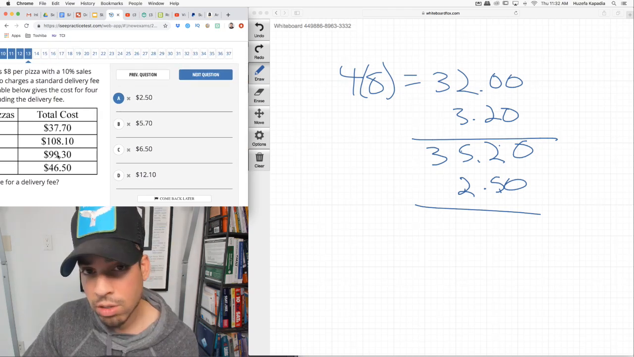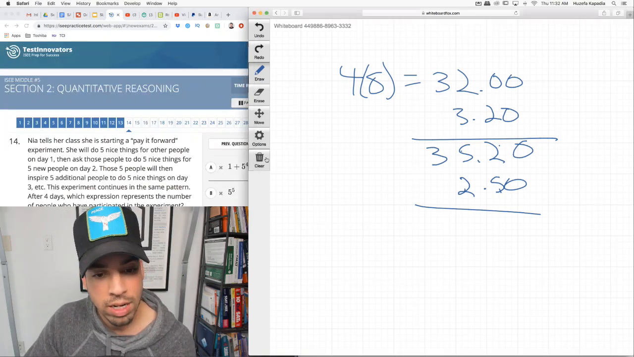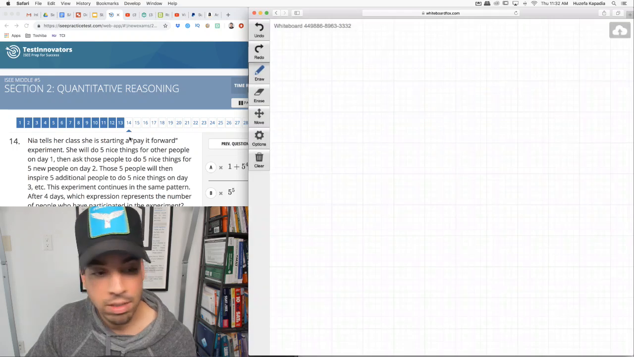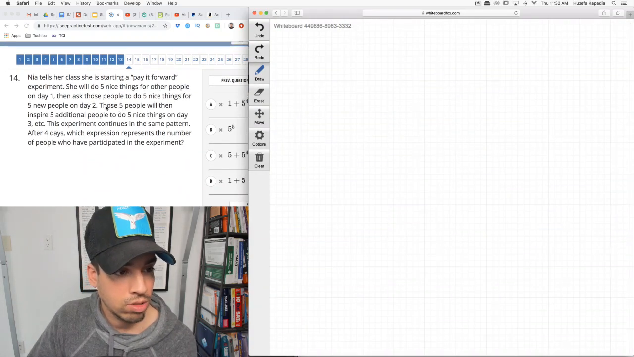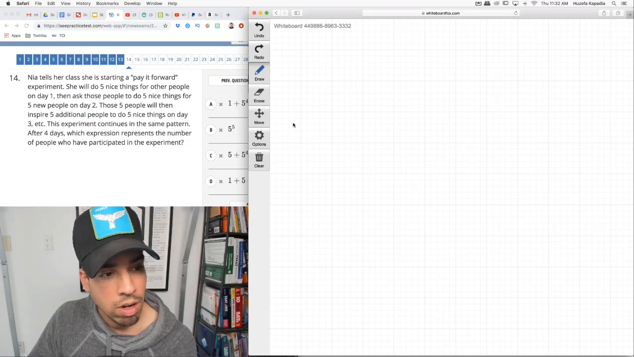And you could try with another option just to verify that you got the right answer, but you don't need to. Okay, next. Nia tells her class that by starting Pay It Forward, she will do 5 nice things for other people on day 1.